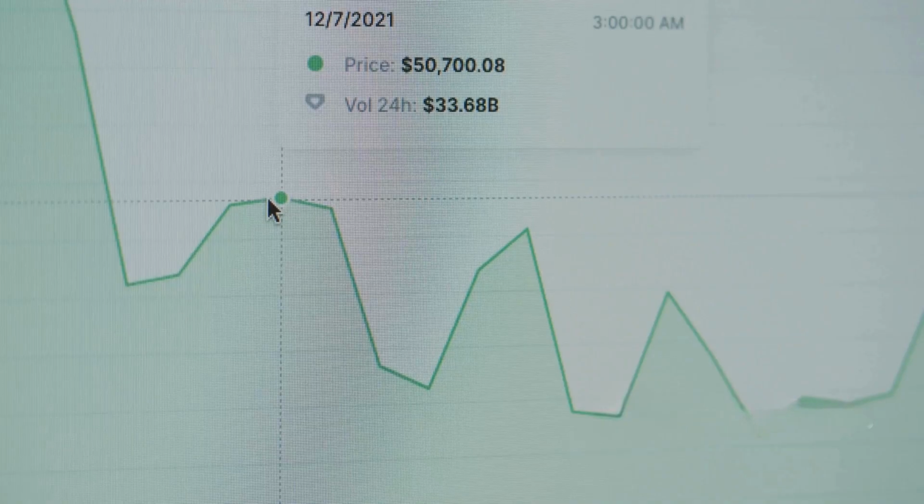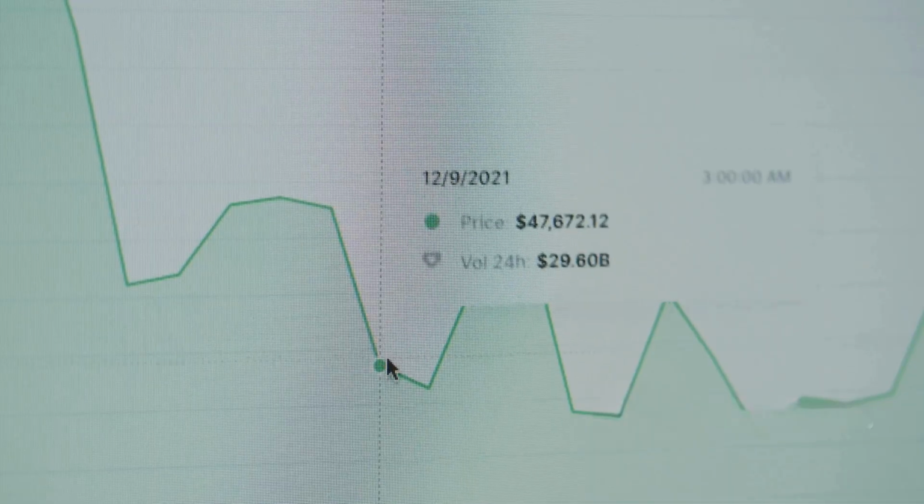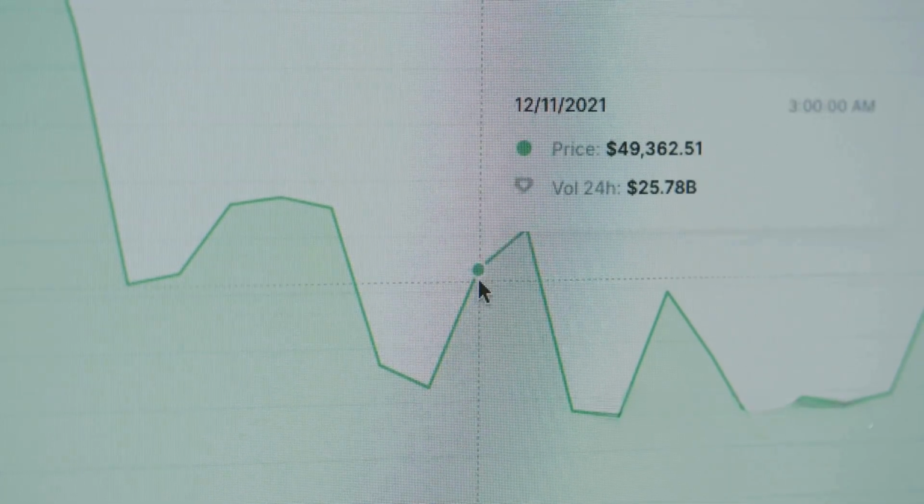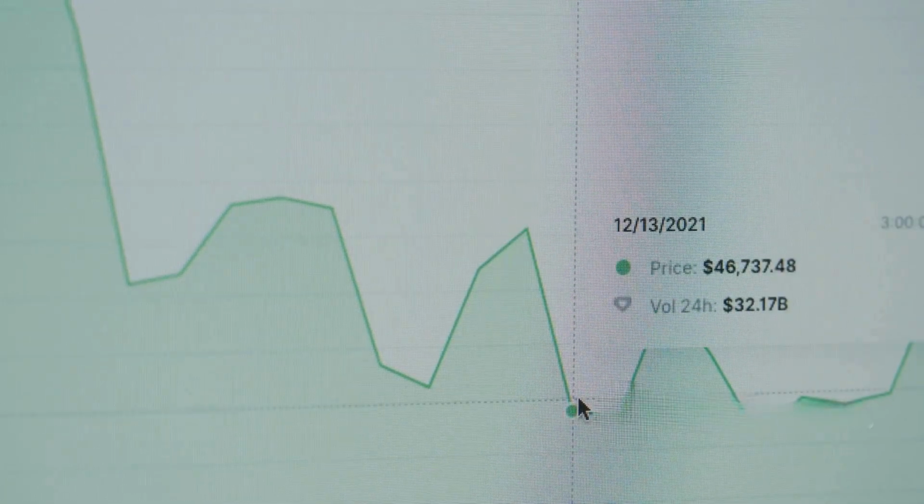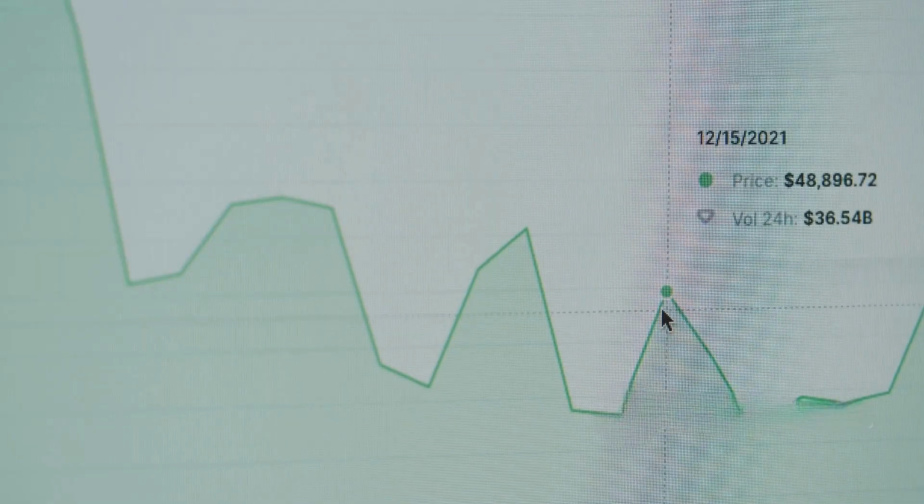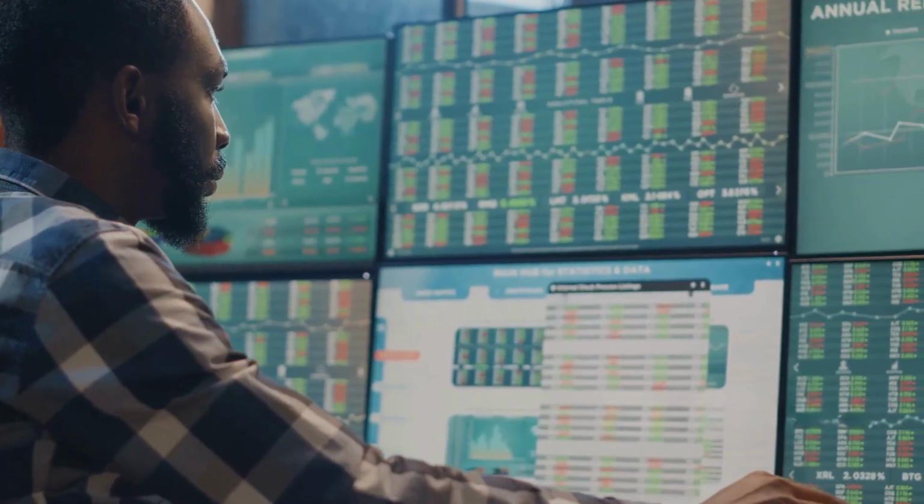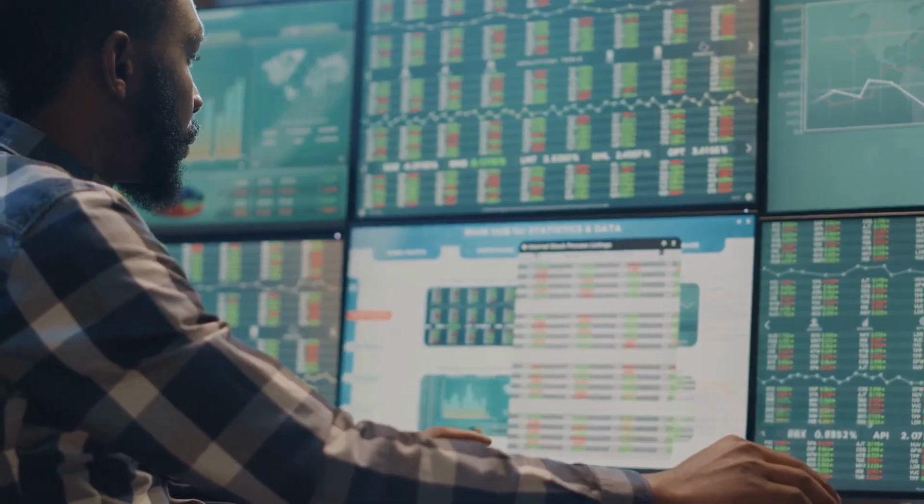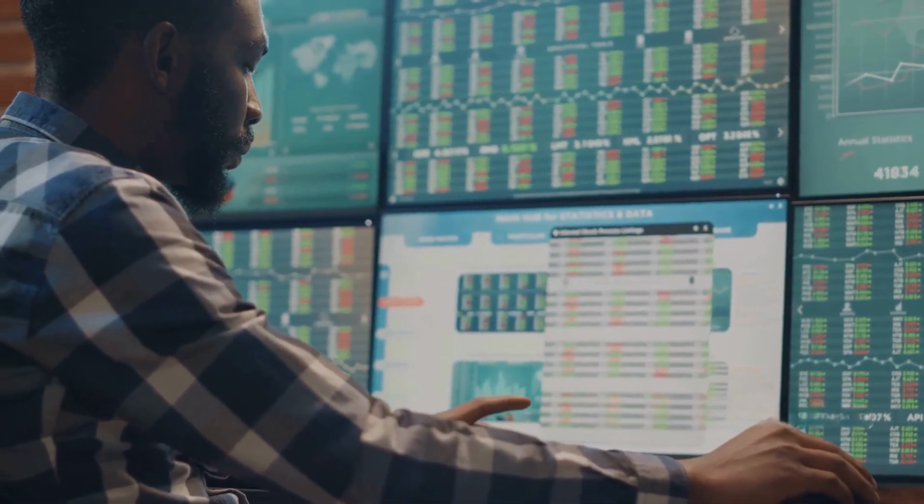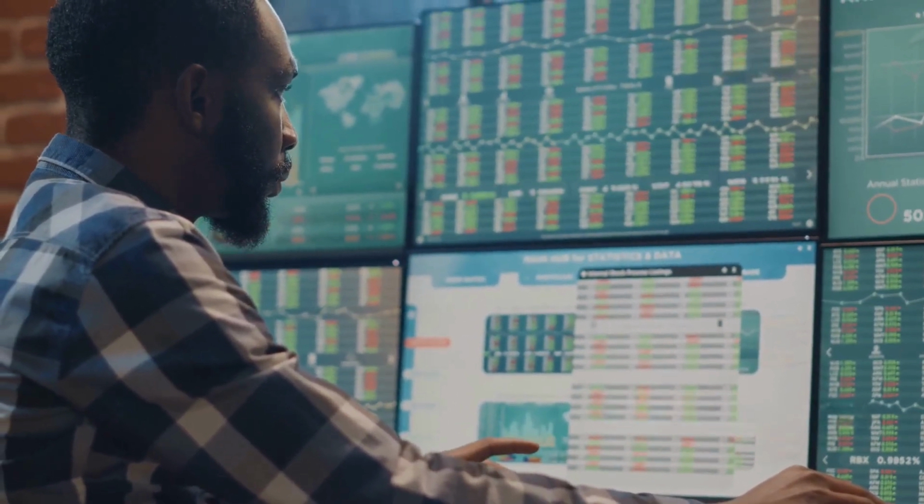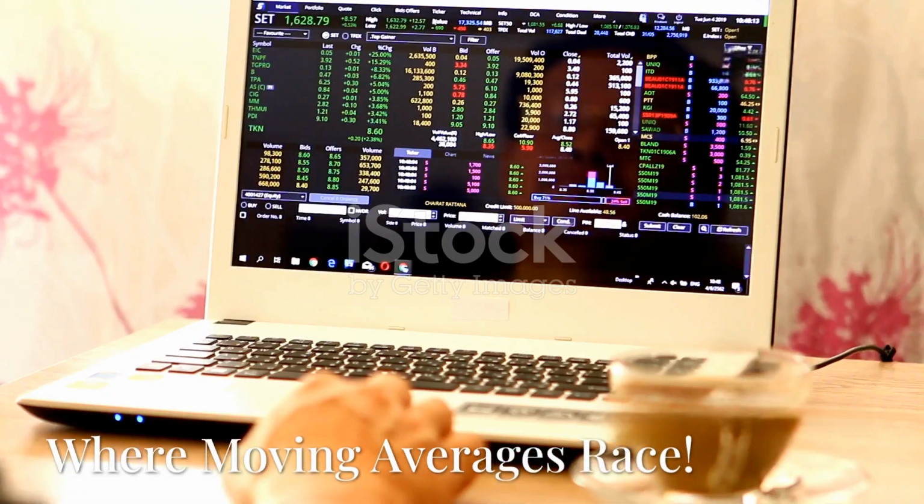By reacting more quickly to price changes, the EMA can help you stay ahead of the curve. But remember, speed comes at the cost of smoothness. The EMA's quick reactions can make it appear choppier compared to the smoother SMA. Understanding this trade-off is crucial. By knowing the strengths and weaknesses of the EMA, you can better decide when and how to use it in your trading strategy.